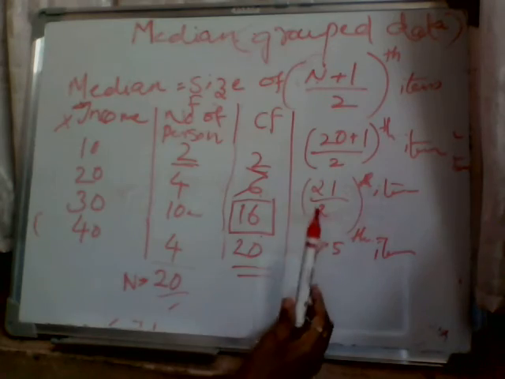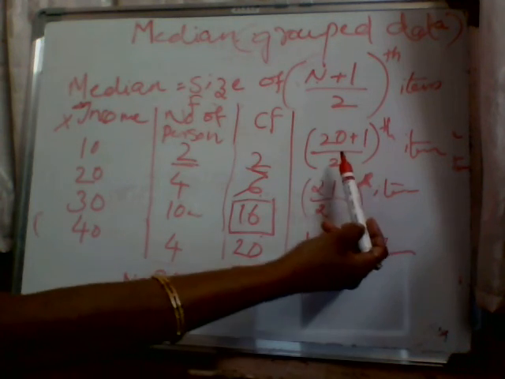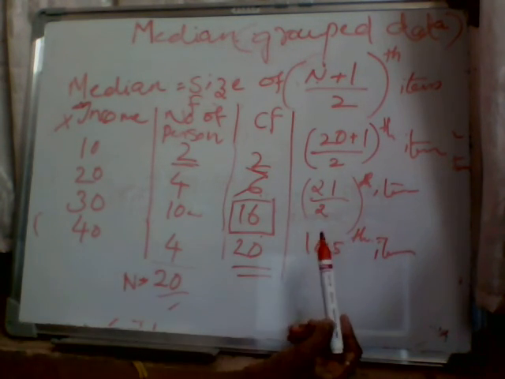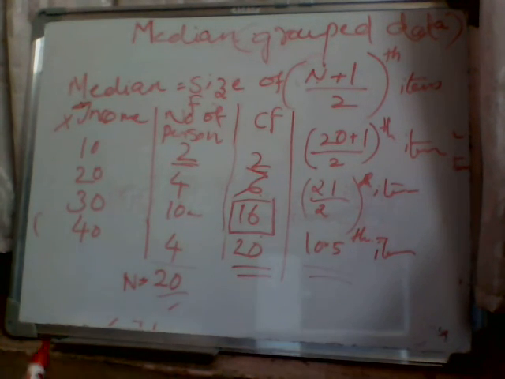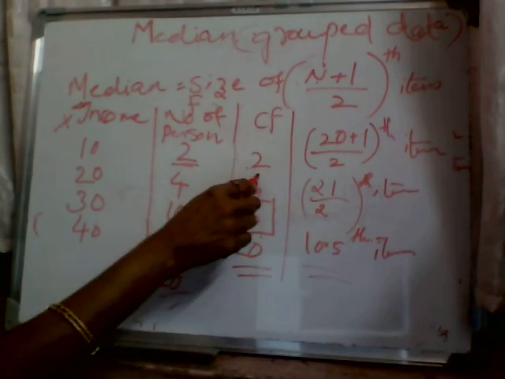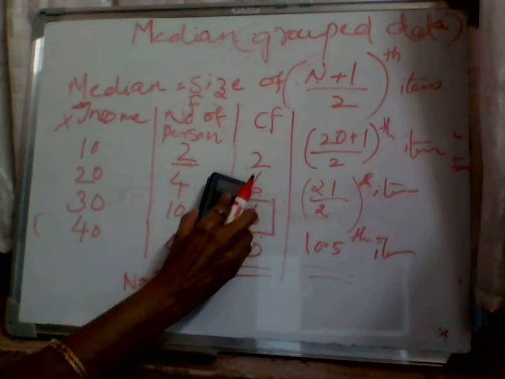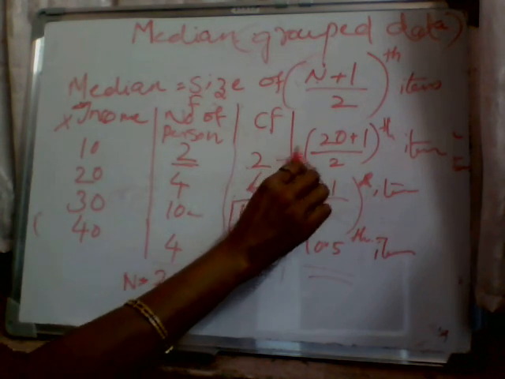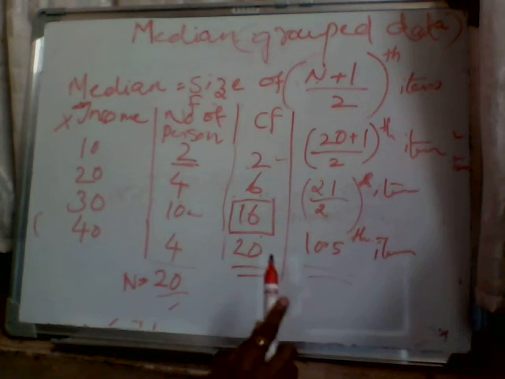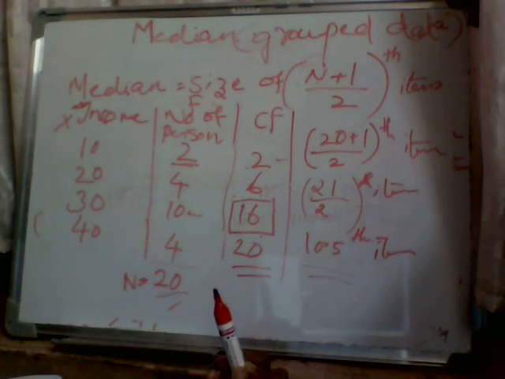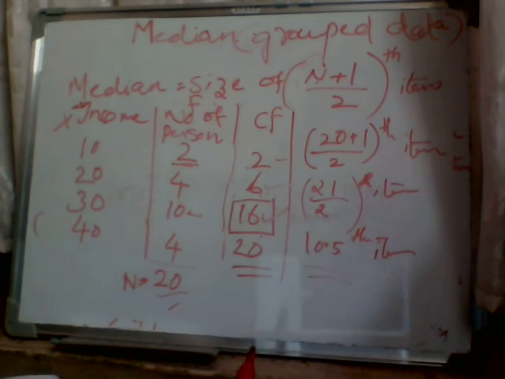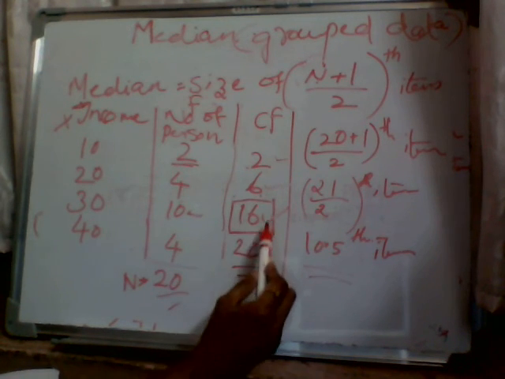Then (N plus 1) divided by 2 item. Here we do 20 plus 1 divided by 2, 21 divided by 2, so the answer is the 10.5th item. Then we need to find where it will come. 10.5 will not come in 2, and it is more than 2. Next, 6: in 6 also it will not come. Next value is 16: in 16, 10.5 will come.